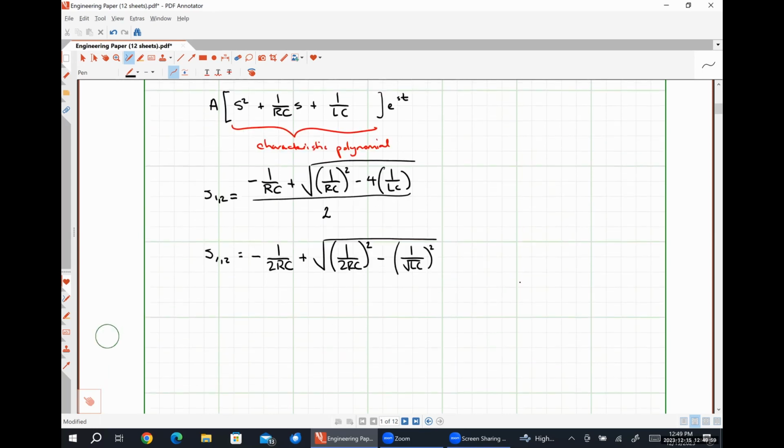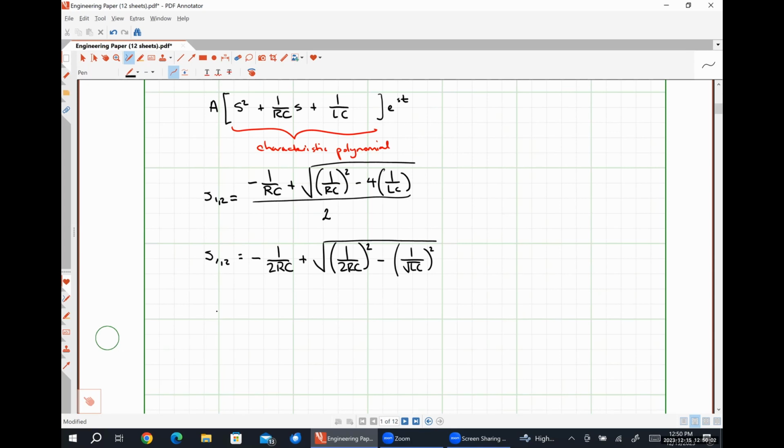So we are going to define a term alpha to be 1 over twice RC. Alpha is what's known as the Neper frequency, measured in Nepers per second, where a Neper is just a dimensionless quantity that tells us how quickly this signal is going to decay as a function of time. So it's similar to, but not the same thing as the time constants that we saw in first order RL and RC circuits.